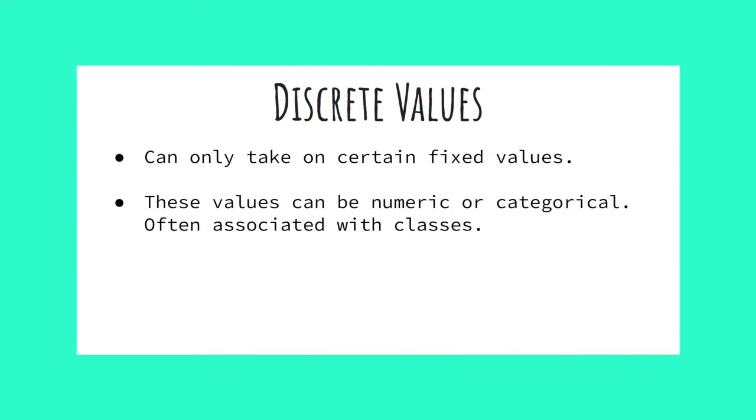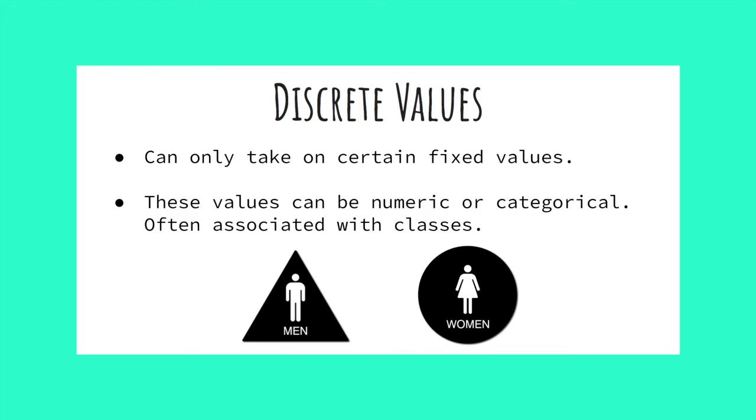Discrete values, on the other hand, can only take on certain fixed values. Often these values can be thought to be a category or a class. For example, sex can only take on two values, male or female.